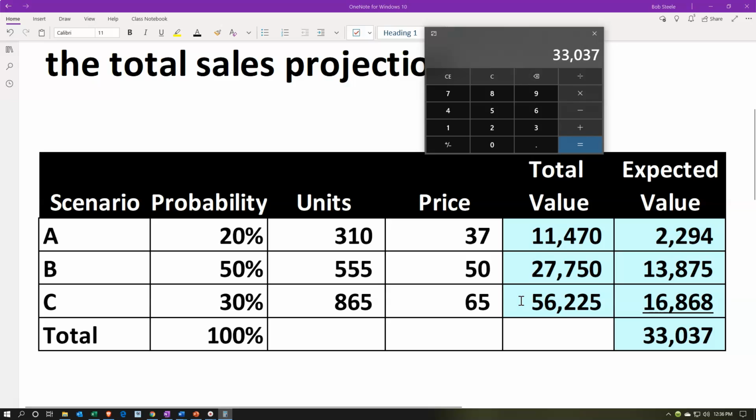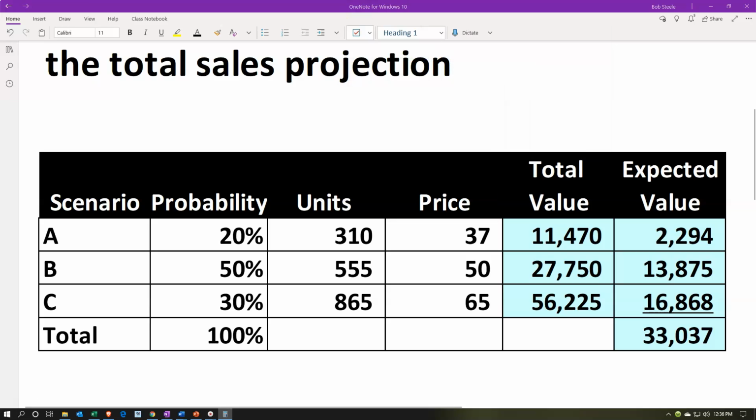We didn't do a completely even average. An even average would have been something like this, right? 11,470 plus 27,750 plus the 56,225, and then divided by 3 would be the average. But we took a weighted average based on what we think the likely probability would be, which means we weighed out the probabilities a bit differently according to what we think is most likely to happen. That's one way we can do our estimates.